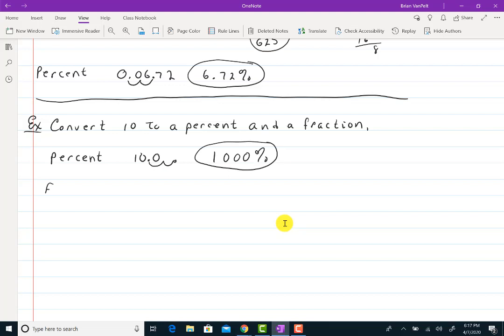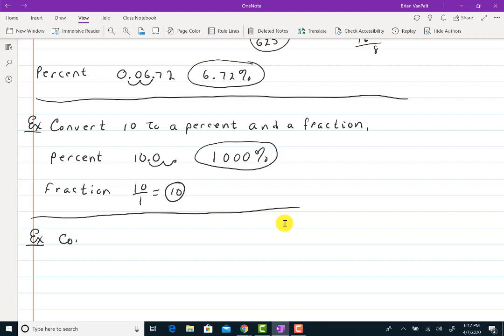Now, as a fraction, I often hate these kind of problems because it's just 10 over 1 or itself. I think just writing it as 10 is not going to be a problem. Although, ask your instructor if they prefer 10 over 1 versus 10.